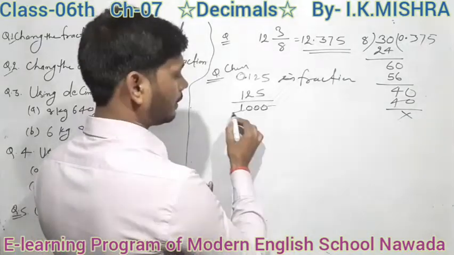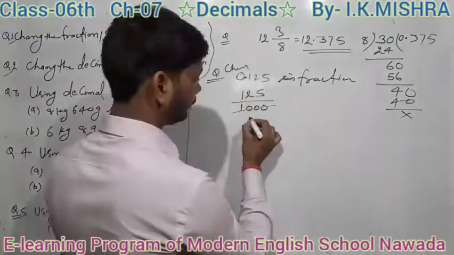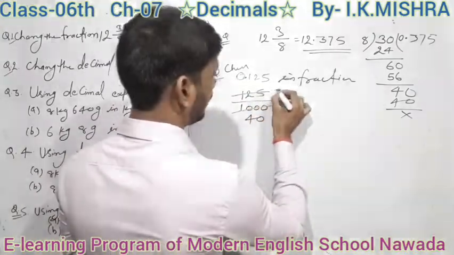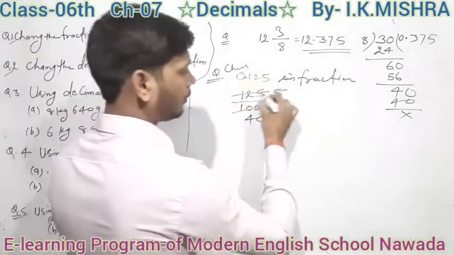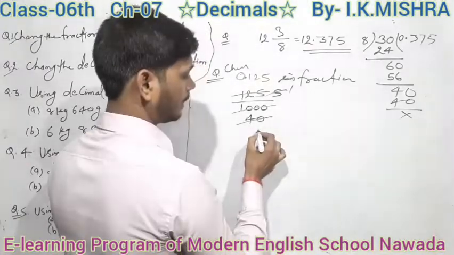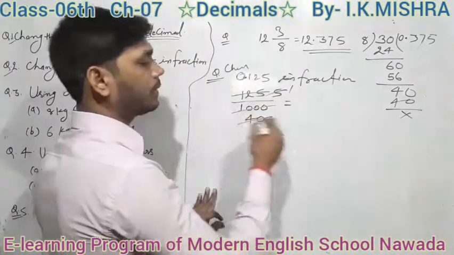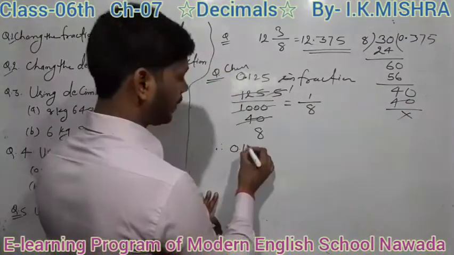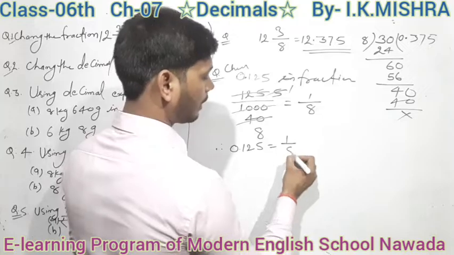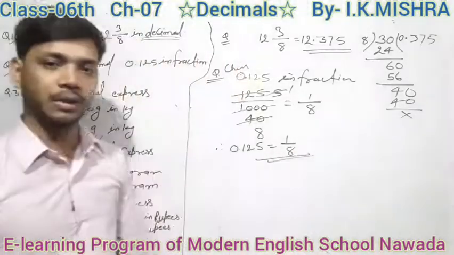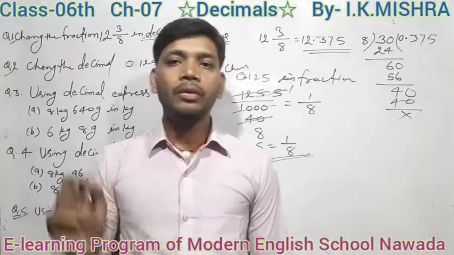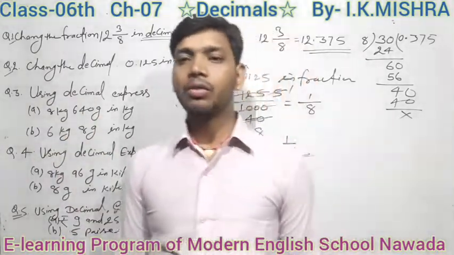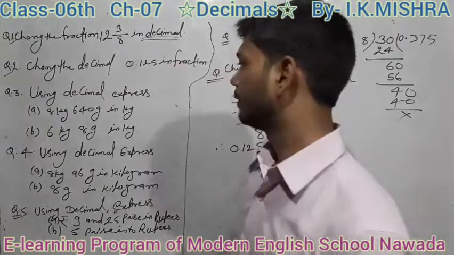Students, here divide by 25: 25 times 5 is 125 and 25 times 40 is 1000. After that 1 and here 8. So it will be changed to 1 by 8. So students, 0.125 is equal to 1 by 8. Similarly students, solve all of the questions in your exercise like this. Students, now proceed to question number 3.